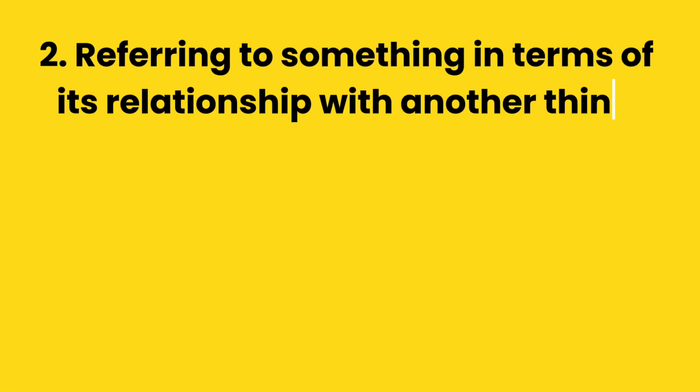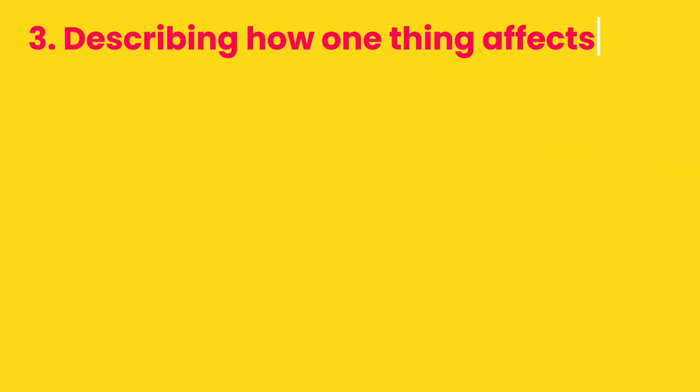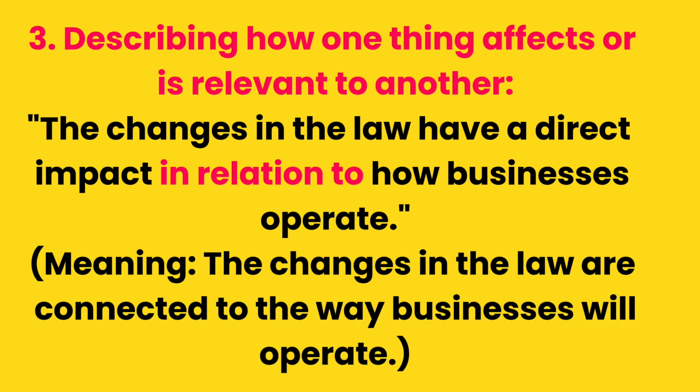2. Referring to something in terms of its relationship with another thing. His comments were inappropriate in relation to the topic of the meeting. Meaning, his comments were not suitable when considering the topic of the meeting. 3. Describing how one thing affects or is relevant to another. The changes in the law have a direct impact in relation to how businesses operate. Meaning, the changes in the law are connected to the way businesses will operate.